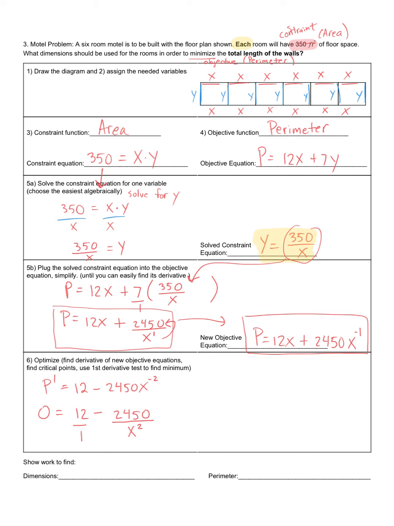All right, so again, we're going to move 12 over to the other side. We're going to subtract it from both sides. All right, so it's going to look like this. I'm just going to sneak up here. Negative 12 over 1, because I subtracted it from both sides, is equal to negative 2450 over x to the positive 2.